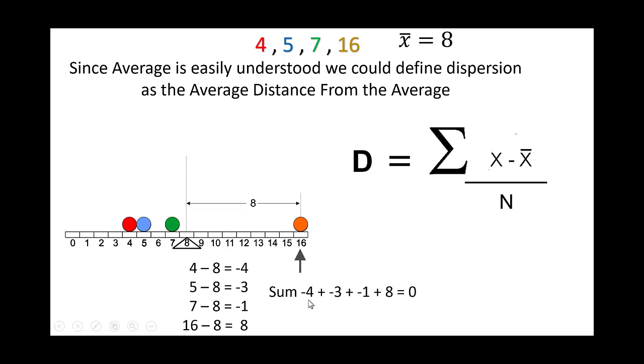We've got the values here. We got minus 4 plus minus 3 plus minus 1 plus 8 equals 0. Wow, what are the odds of that happening?